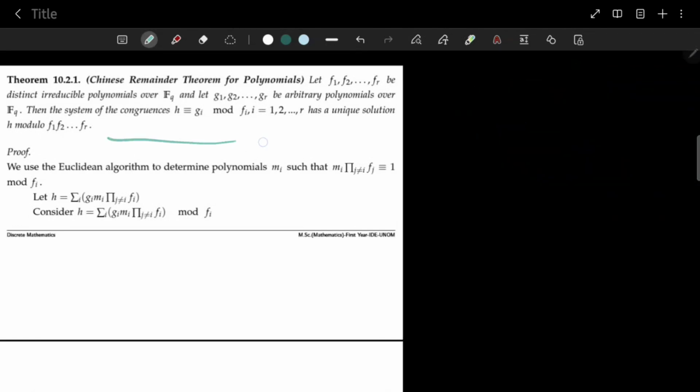Let's break down this theorem in simple words. First, let's see the goal of the theorem.